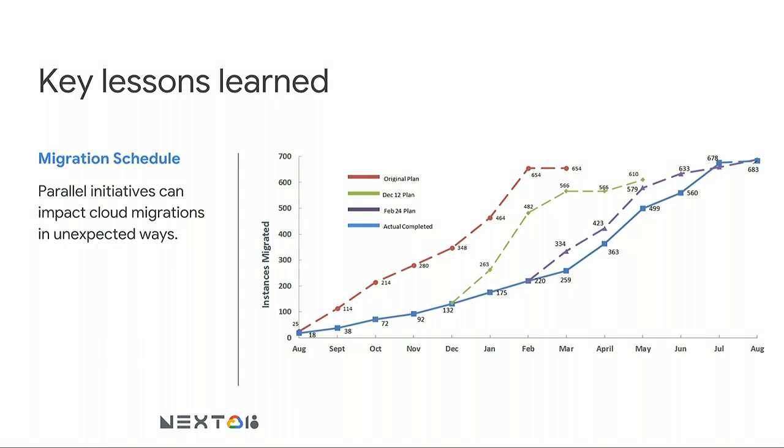And then in parallel, the company was executing an SAP move to cloud as well. And ran into some problems there. That sucked up resources that we needed to use for the non-SAP migration. And so that shifted out.